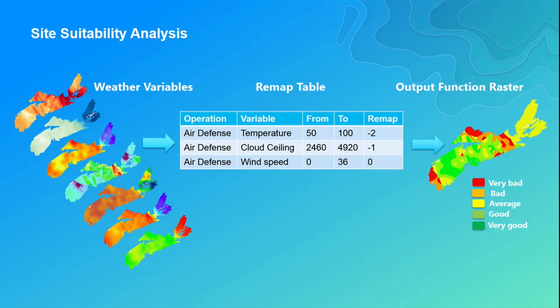So I have a bunch of rasters and weather variables, and I have a remap table. They had a big remap table, and they wanted to find ideal areas for certain operations. So they had this giant table, and they had a bunch of rasters in it. And they said, okay, if I want to do air defense, the ideal temperature is between X and Y. If it fell in that range, they wanted to remap it to a particular value, and they wanted to determine what areas were ideal for a particular operation, given these parameters.